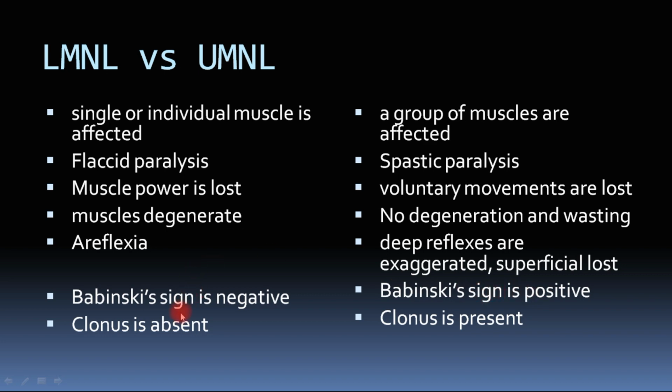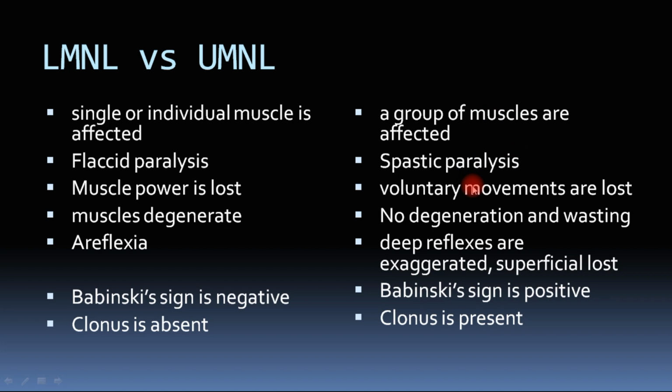In case of lower motor neuron lesion, clonus is absent. Clonus is a sustained, kind of rhythmic contraction of the muscle, and in case of lower motor neuron lesion, if the muscle is affected, clonus cannot be elicited, whereas in upper motor neuron lesion, clonus is present in the affected muscle. So this is the differentiation between lower motor neuron lesion and the upper motor neuron lesion.